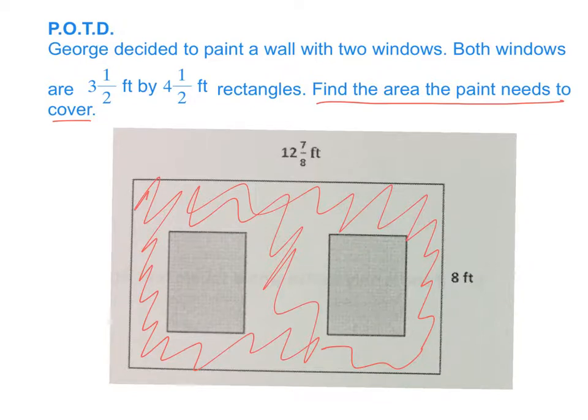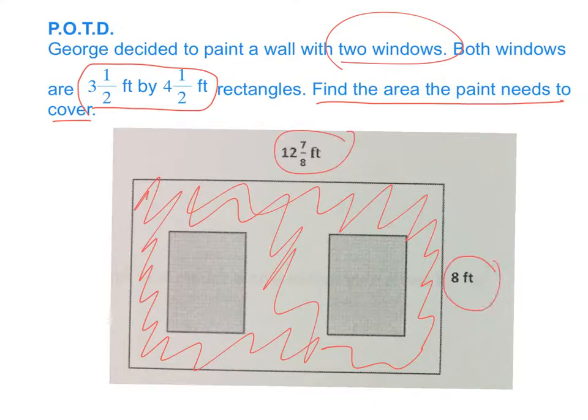What important information do we need in order to solve this problem? Reagan? There are 2 windows on the wall. Both windows measure 3.5 feet by 4.5 feet. Okay. The wall is 12 7/8 feet by 8 feet. Very good. That's all the important information. Now, there was a diagram given to you, so you did not need to draw or label a diagram, but you could have if you wanted to.